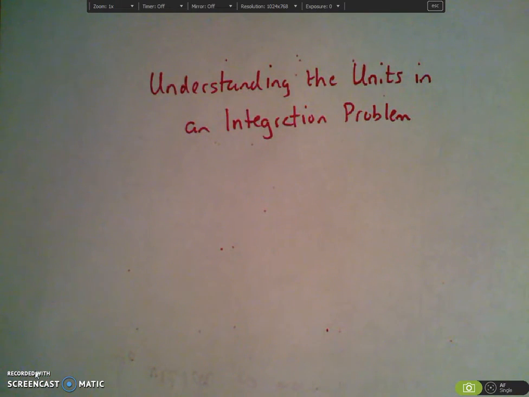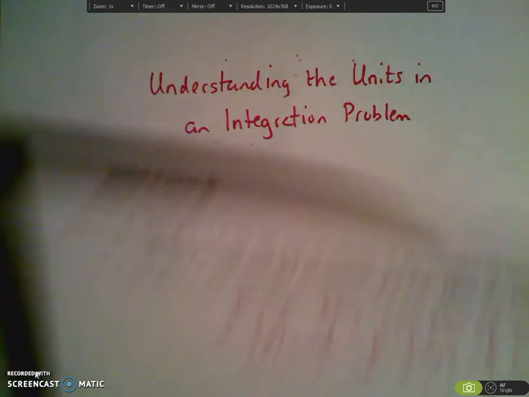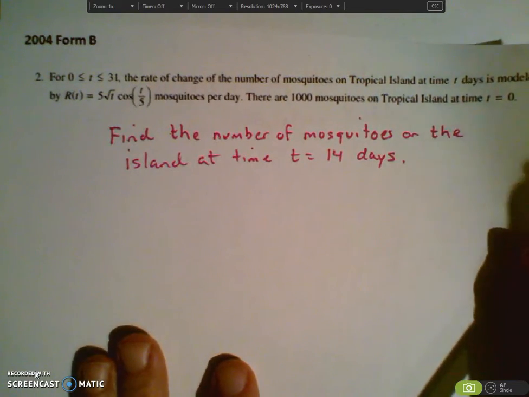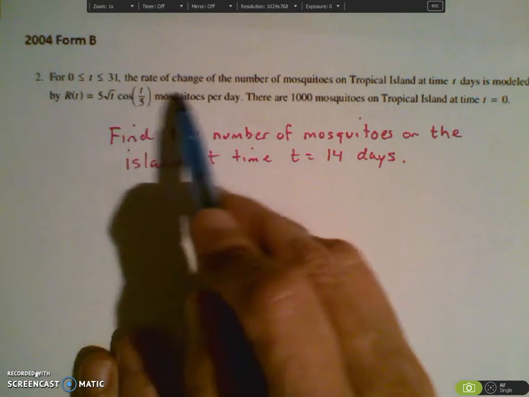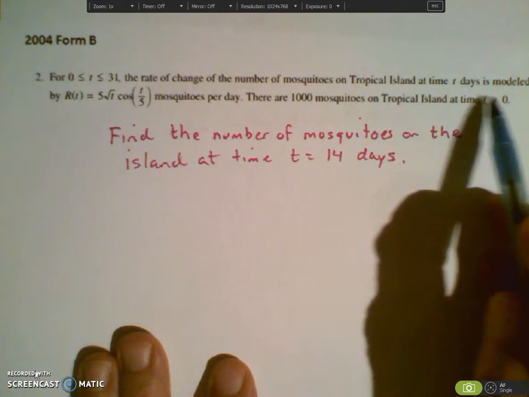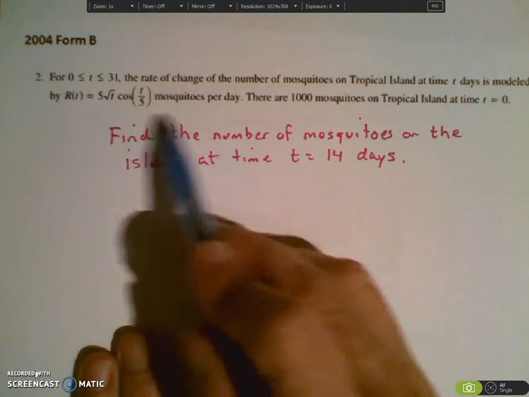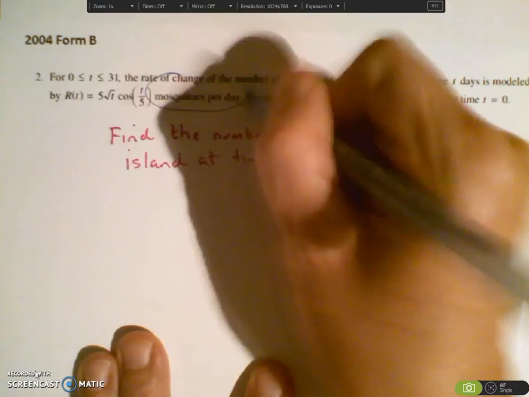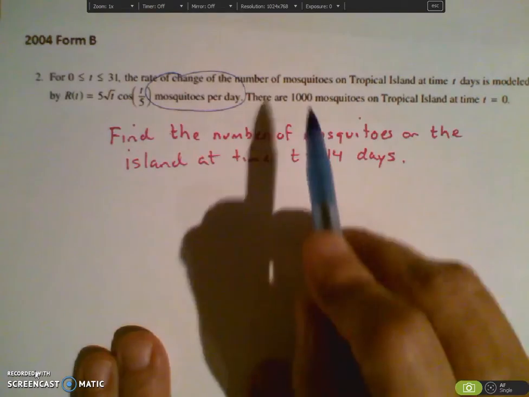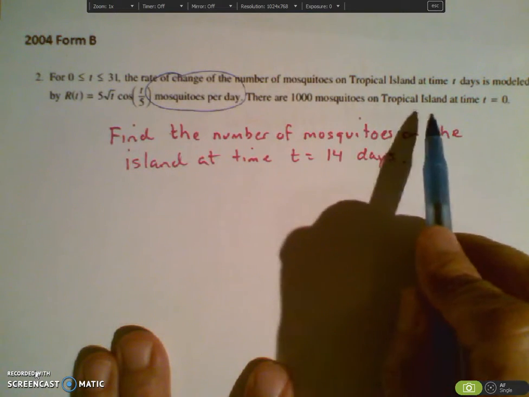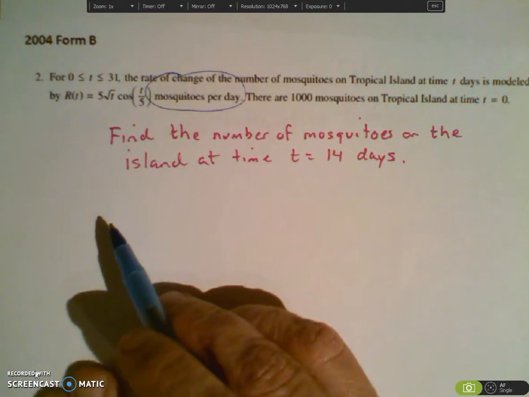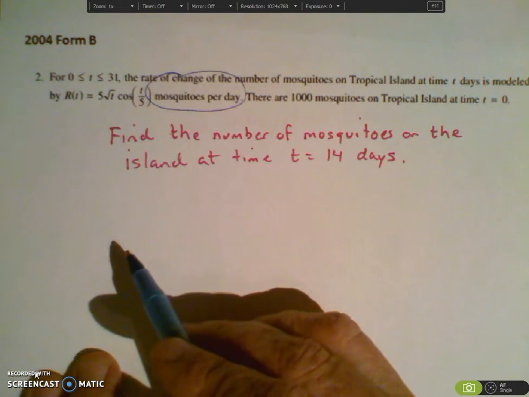In this video, we're going to work on understanding the units in an integration problem. Here's a good problem for us to consider. The rate of change of the number of mosquitoes on a tropical island at time t days is modeled by this function, which is a rate function. We can tell from the units that are given here, mosquitoes per day. There are 1,000 mosquitoes on the tropical island at time t equals 0. Our task is to find the number of mosquitoes on the island at time t equals 14 days.